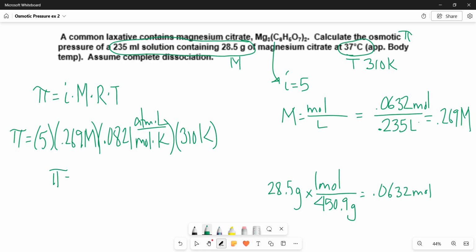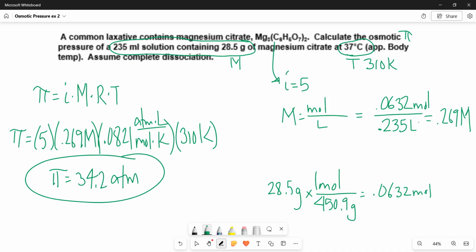The osmotic pressure comes out to be 34.2 atmospheres because all the other units divide out. So there is our final answer.